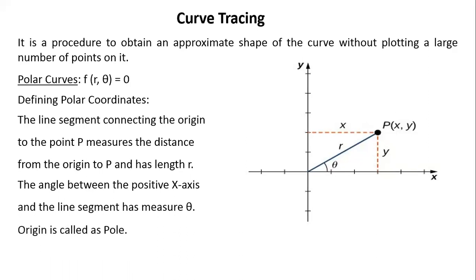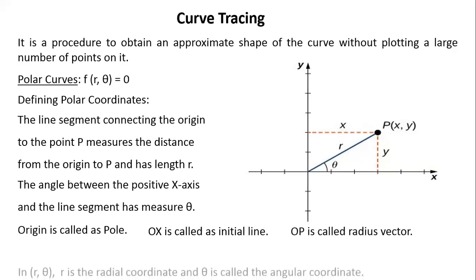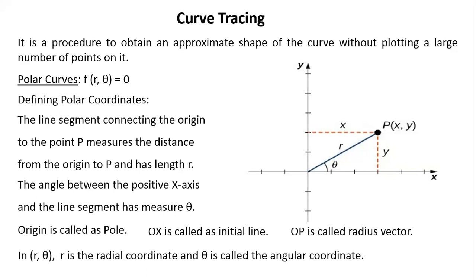Now in polar, the origin is also called the pole. OX, the positive direction of the axis, is called the initial line, and OP is called the radius vector. Further, r is the radial coordinate and theta is called the angular coordinate.